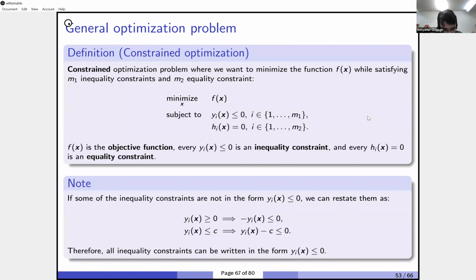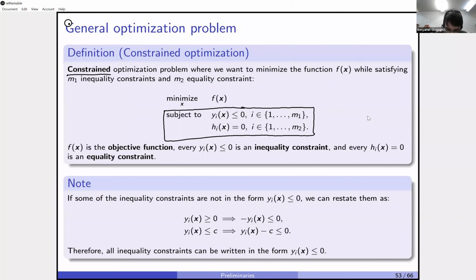What is the general optimization problem for constraint? When we have constraints, we have some restrictions on x. We can write it in this way, where some functions of x are less than or equal to 0, and some functions of x are equal to 0. For example, we have m1 inequalities and m2 equalities in the constraints, right? So these are the number of constraints, and this is the objective function which we are minimizing.